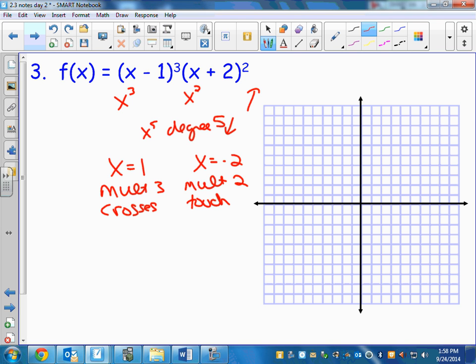So again, using this information, we should be able to get a good idea of what our graph should look like, maybe having to pick 1 or 2 other points.